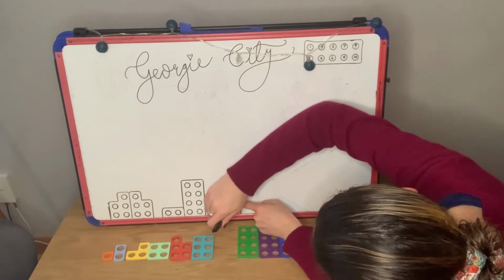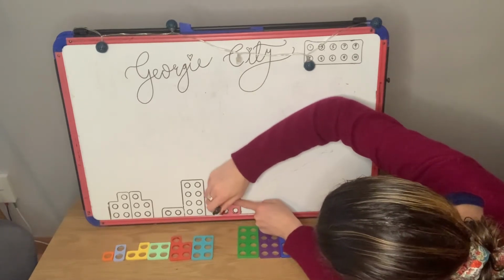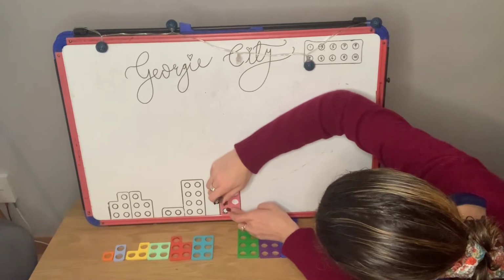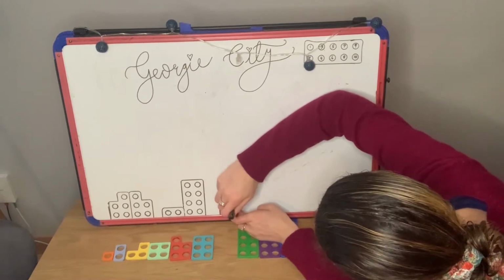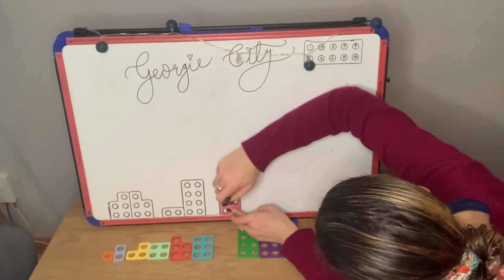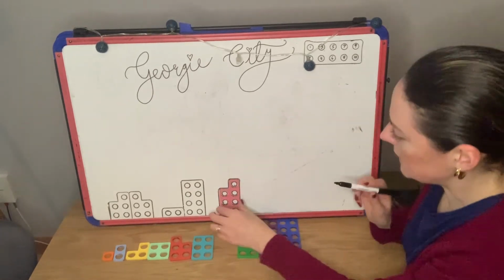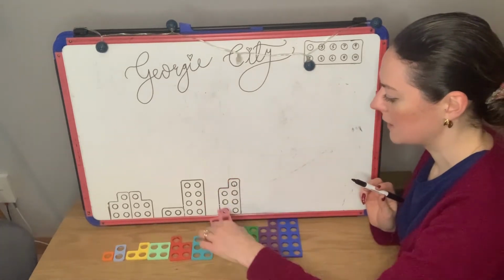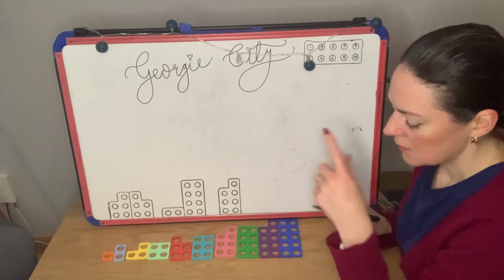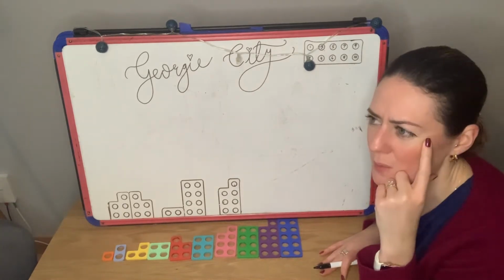Making sure I get my windows in there. This is what I love about Numicon. Fantastic. So pop him back. So I know that that's 7. Thinking back to my number bond song.